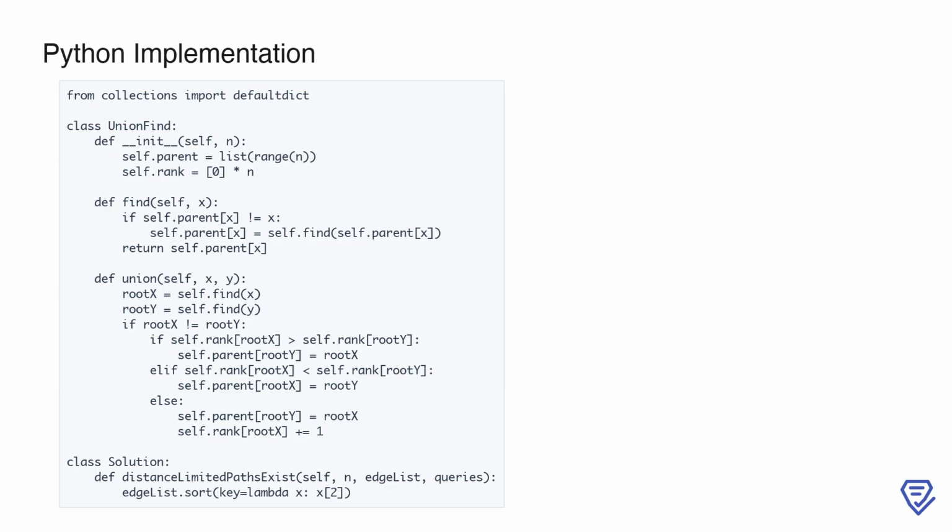The union method merges two sets by attaching the smaller tree to the root of the larger tree, based on their ranks. If the ranks are equal, one tree becomes the root and its rank increases by 1. This keeps the tree as flat as possible. Next, we define the main function, distanceLimitedPathsExist, within the Solution class. Here, we first sort the edge list by their weights. Sorting the edges beforehand ensures that we process them in the correct order for the union find operations that follow.